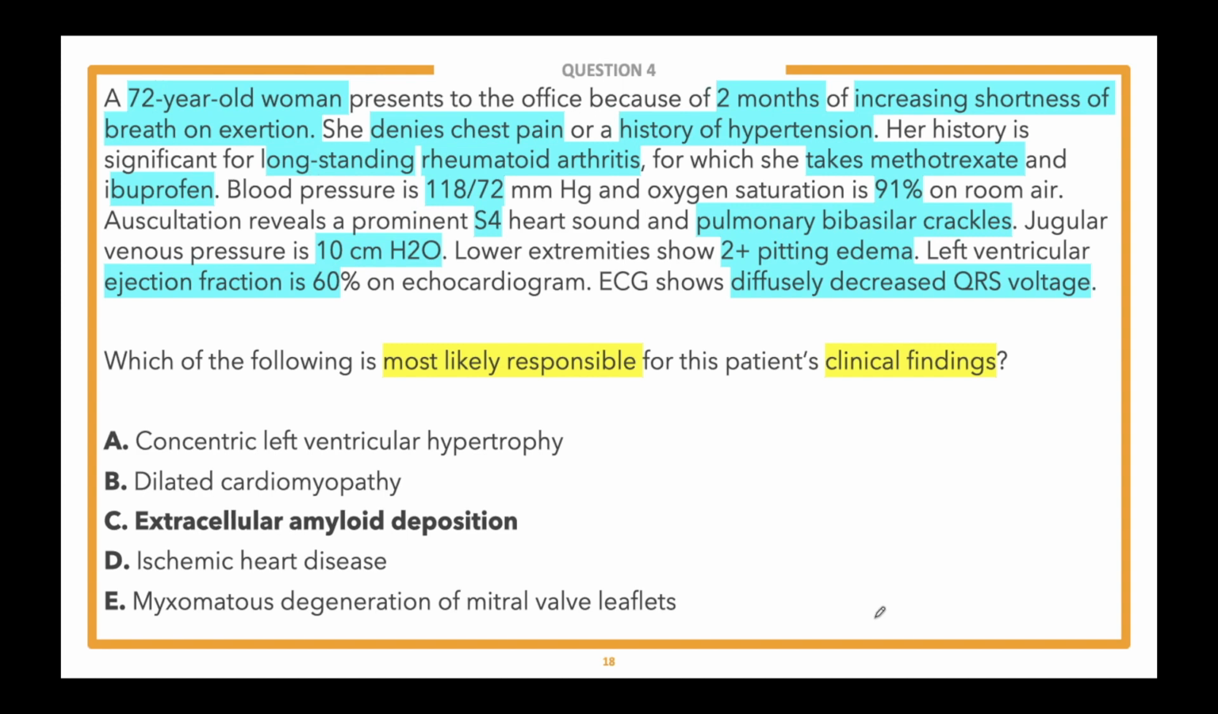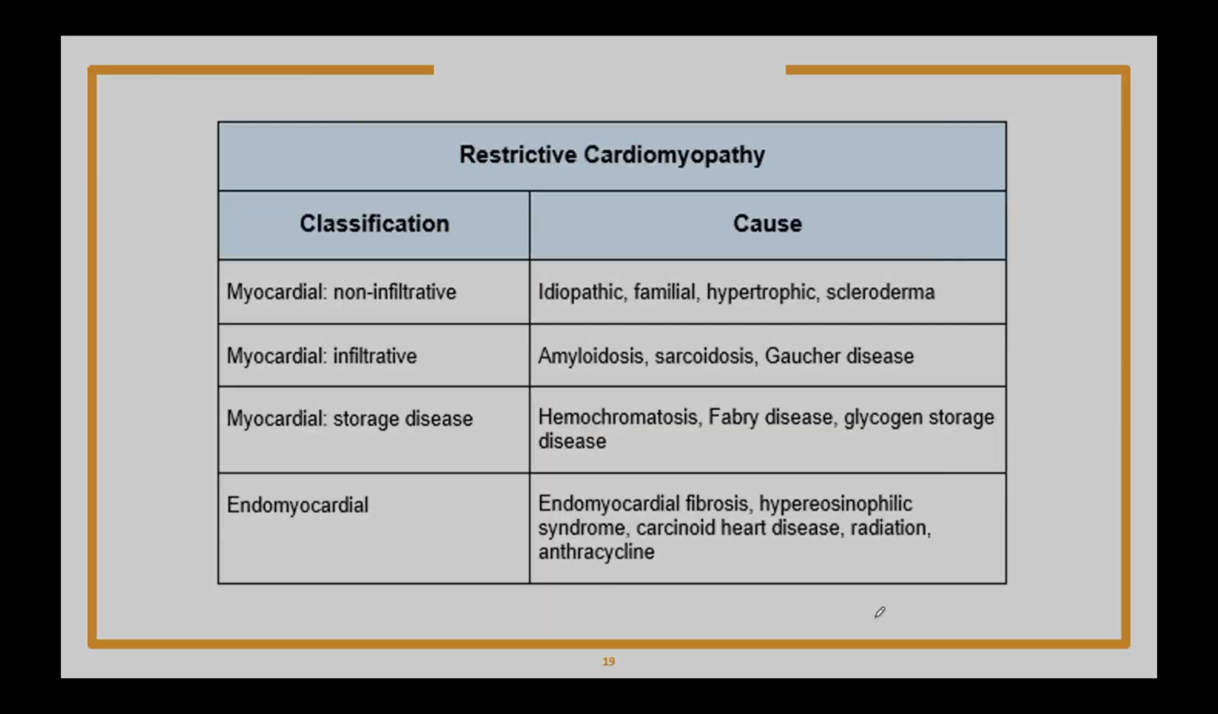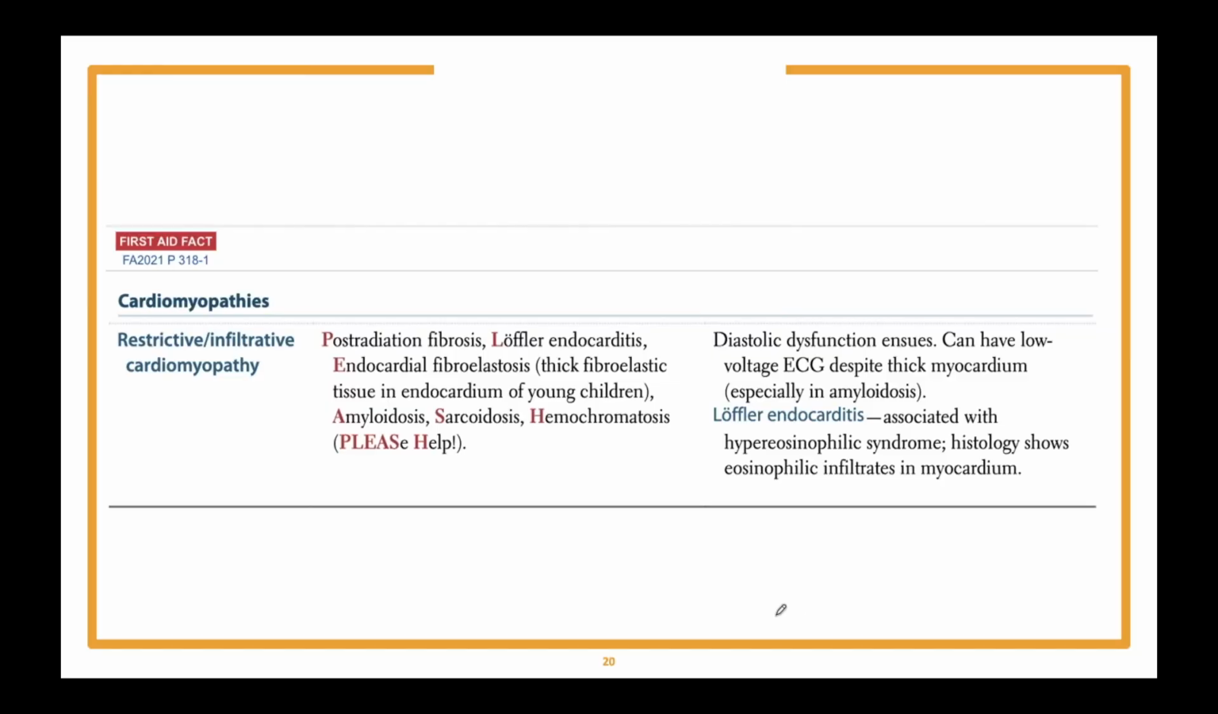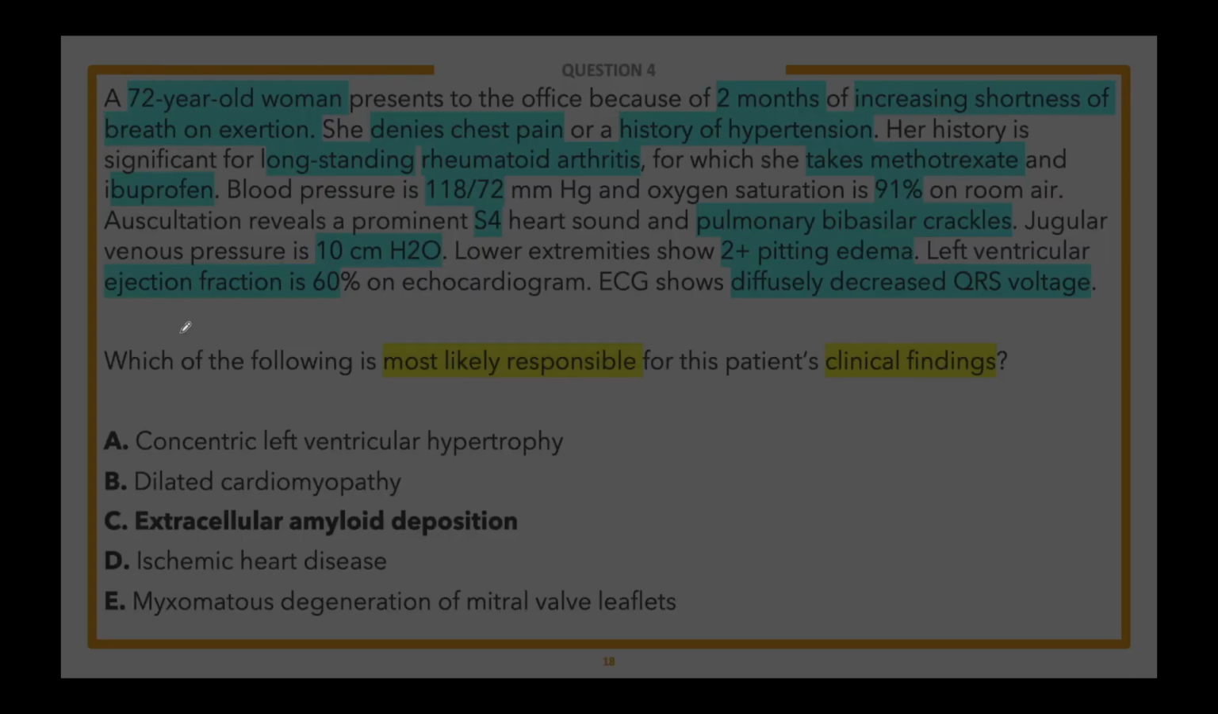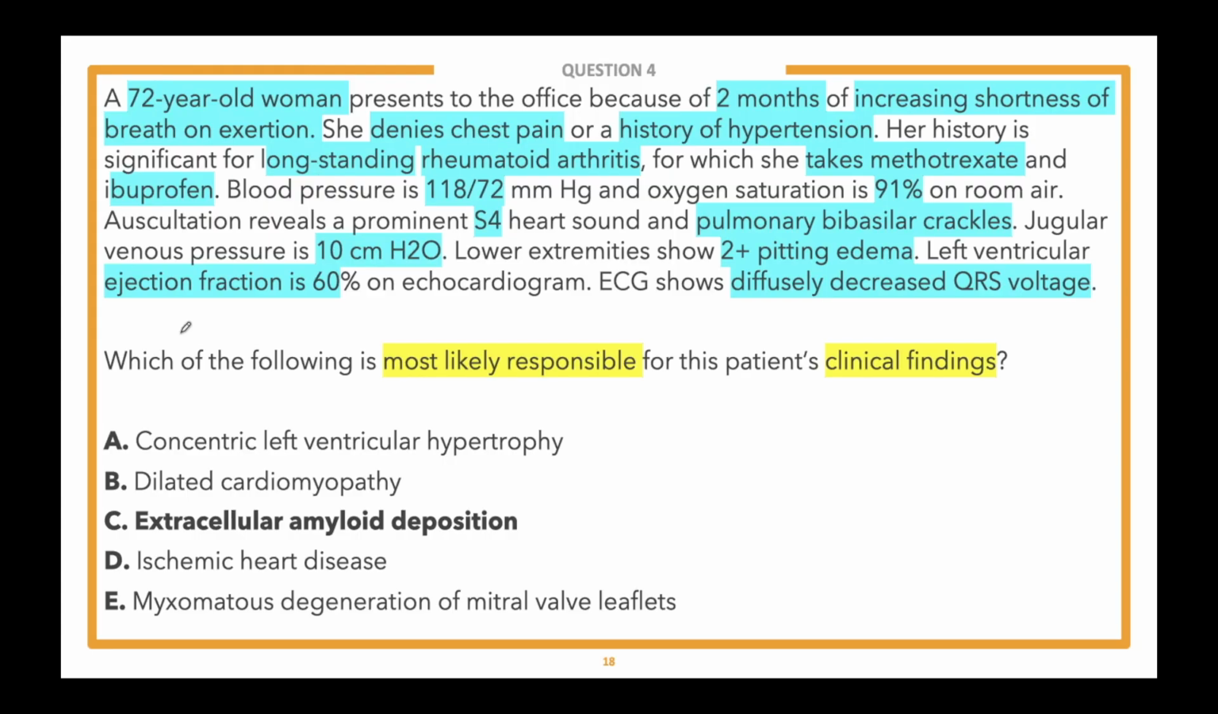And actually, in a couple slides further, I believe there's a further table in First Aid on specific restrictive cardiomyopathies. So there's a nice mnemonic there that can really help you remember some of those causes of restrictive, specifically infiltrative cardiomyopathies. Okay, and you can see there amyloid is one of them. Okay, so going back to our question and looking at the other answer choices, why are those incorrect?